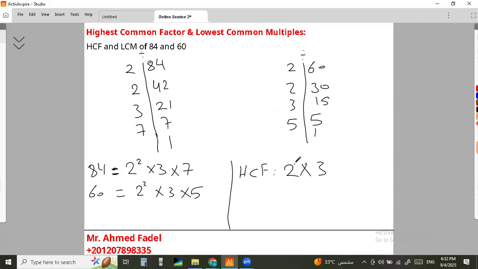But which index, which power am I going to take? For the highest common factor, take the lowest power. Again, for the highest common factor, take the lowest power. So here, 2 to the power of 2, 2 to the power of 2. Mister, they are the same, so just take 2 to the power of 2. 3 to the power of 1, 3 to the power of 1, they are the same, so just 3 to the power of 1. So now I have 4 times 3, which is 12, and this is the highest common factor. What about the LCM?